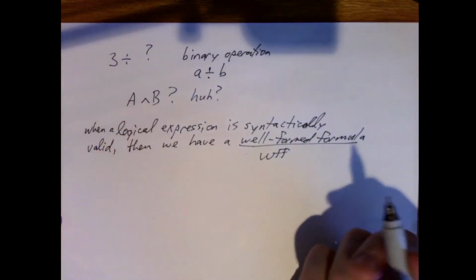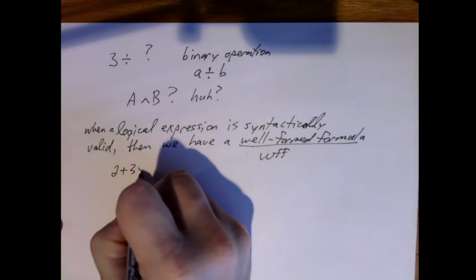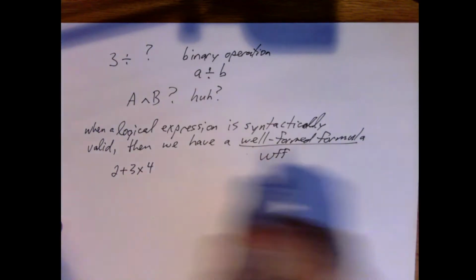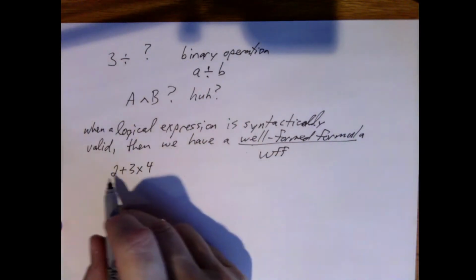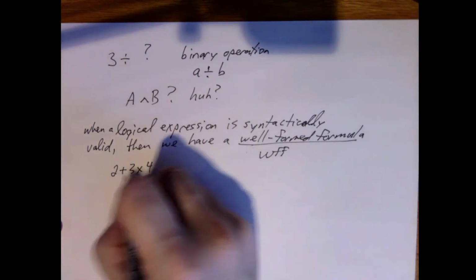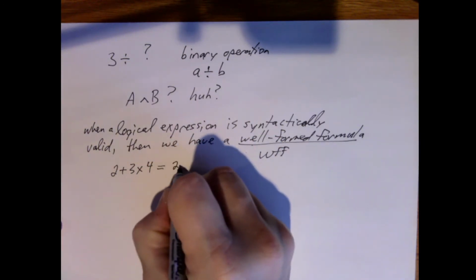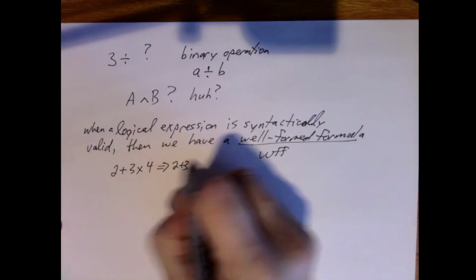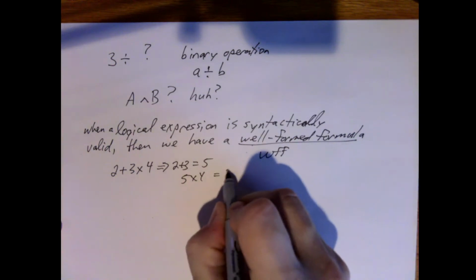Also from arithmetic, what if I gave you this? 2 plus 3 times 4. So what's the answer on that? Well, somebody who doesn't know what they're doing may look at it one way and say, 2 plus 3 equals 5. And then we have 5 times 4, so we get 20.